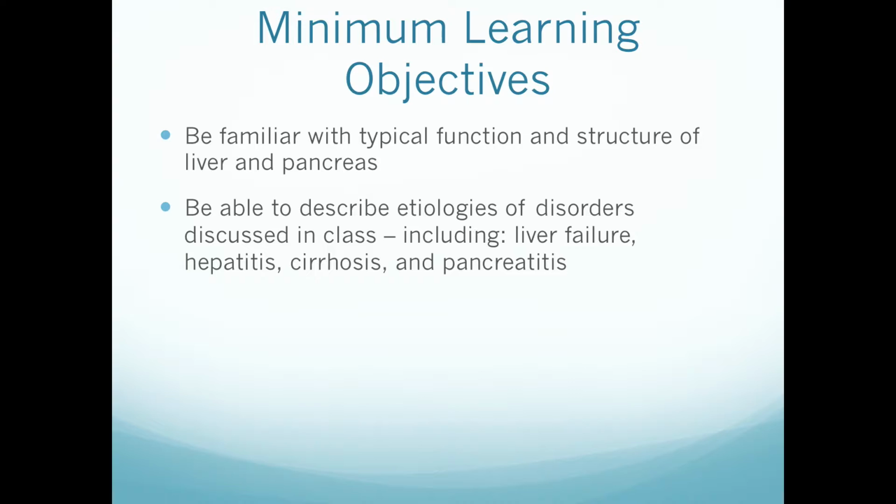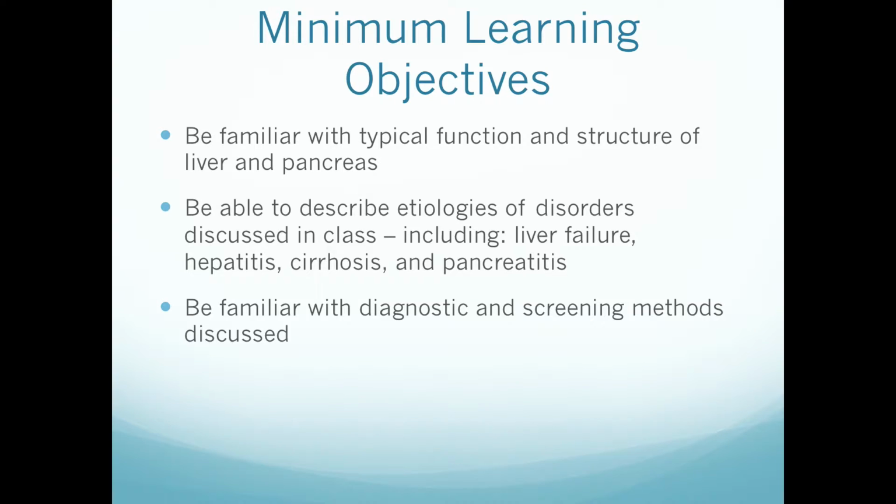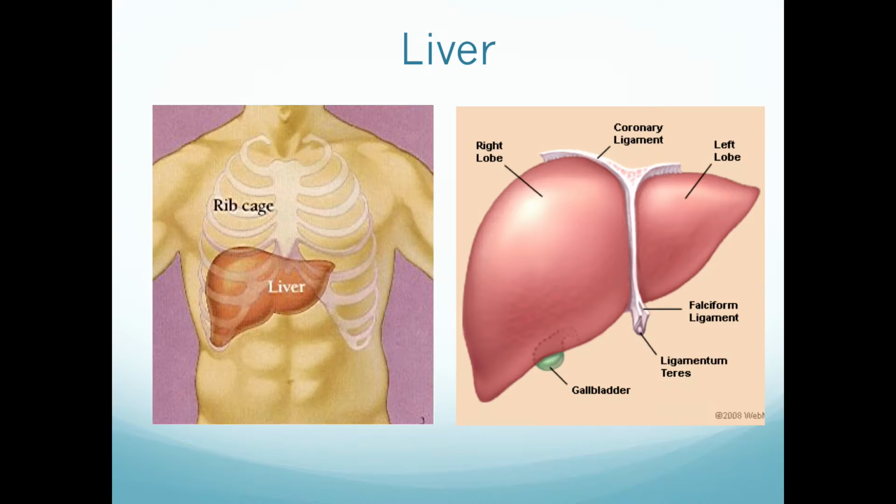Then there are a couple of different types of disorders that can affect the liver. You probably all heard of hepatitis, inflammation of the liver. And then there is liver failure, cirrhosis, pancreatitis, which can be caused by liver cirrhosis and swelling and failure. So those will all come together in a family. And then we'll talk about the diagnostic screening methods used to find these different disorders.